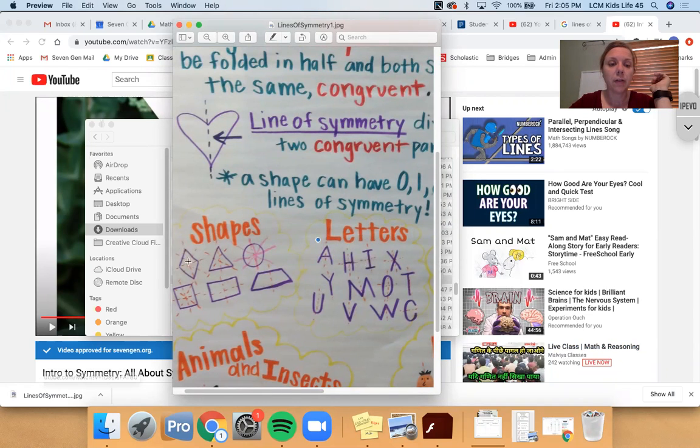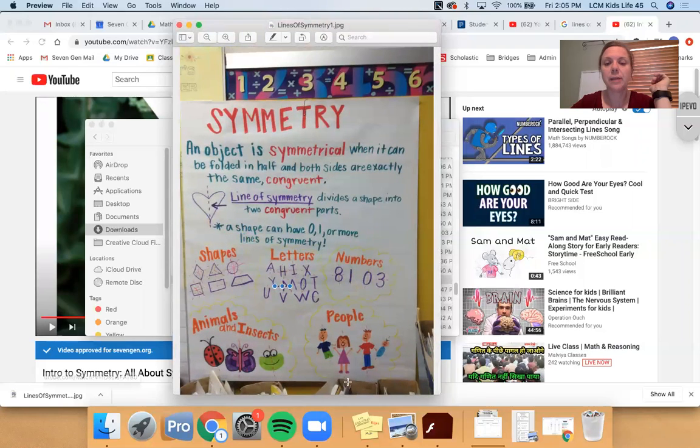We have a diamond, an equilateral triangle, a circle, which actually has lots of lines of symmetry. Some of those same shapes that we looked at in the video, a rectangle having 2, a square having 4. You can also go into letters, some animals and some insects and some people, okay?